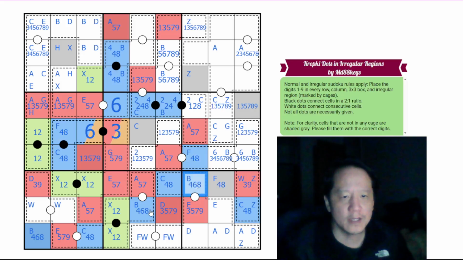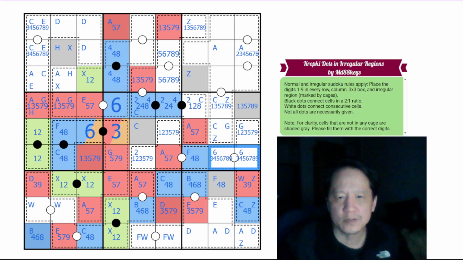So B has to be 6. So this cannot be B here. B has to be one of these two. B is one of these three. Okay, so this cannot be B.